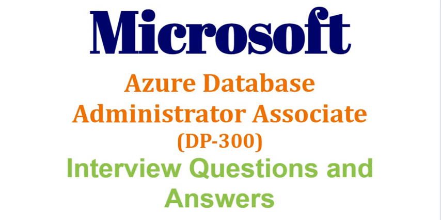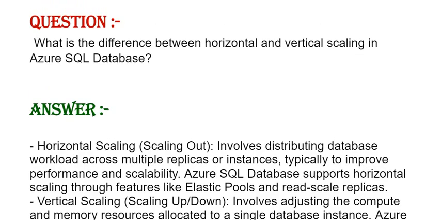The question is, what is the difference between horizontal and vertical scaling in Azure SQL Database? Your answer should be, horizontal scaling, or scaling out, involves distributing database workload across multiple replicas or instances, typically to improve performance and scalability. Azure SQL Database supports horizontal scaling through features like elastic pools and read scale replicas.